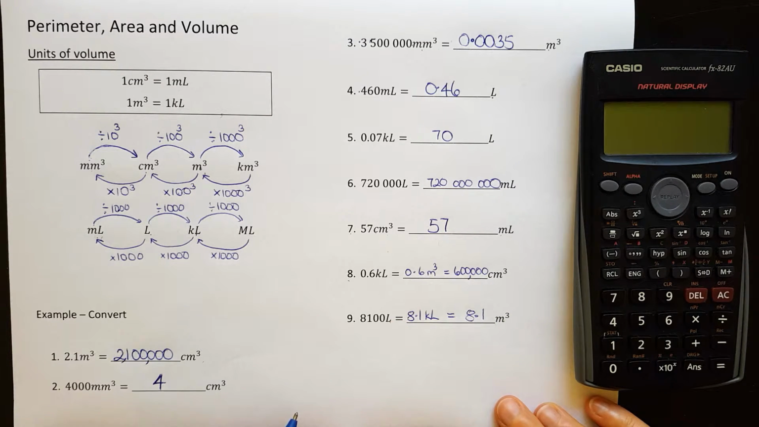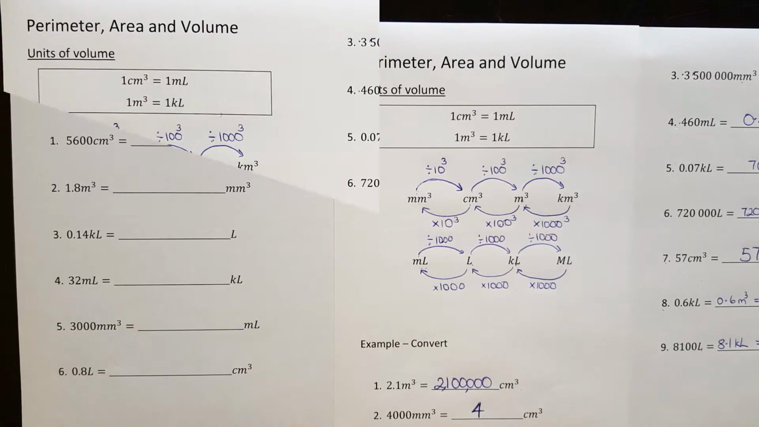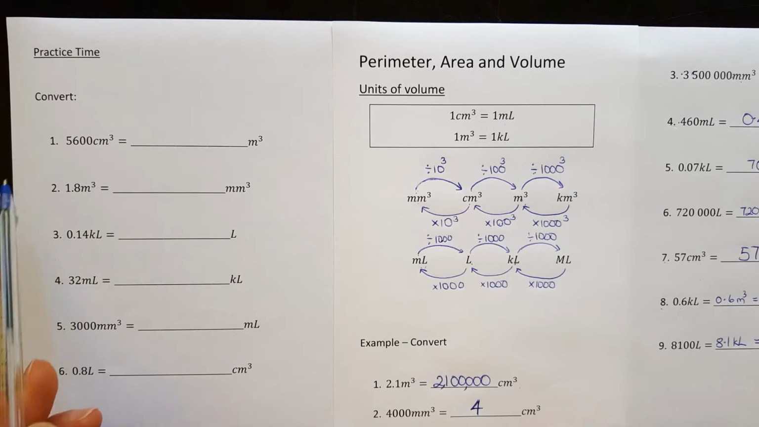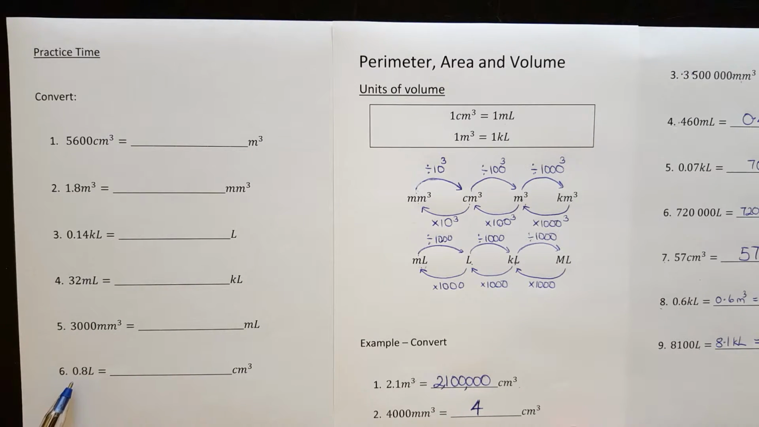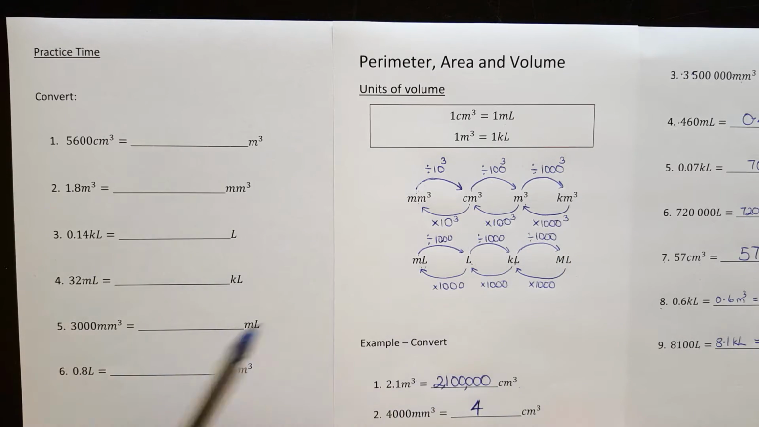Okay, so this is a little bit confusing sometimes, so it's very important that we practice this, and I have some questions for you to practice now. Okay, so here they are. There's just 6 questions here for you. I'd like you to pause the video. You've got the diagram over here to help you. Pause the video, try these few questions, and then restart to see the answers.